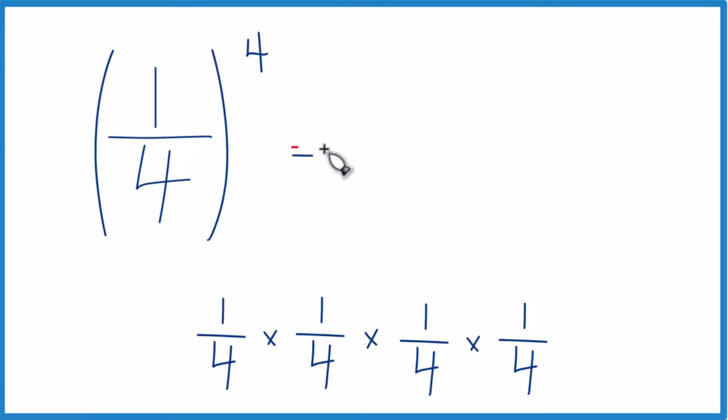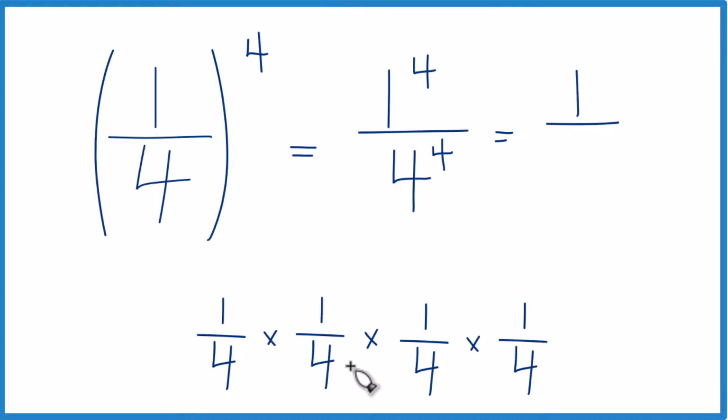You could think of it as 1 to the 4th, because you have 1 times 1 times 1 times 1. That's 1 to the 4th over 4 times 4 times 4 times 4. That's 4 to the 4th. So this is a kind of nice way to think about it. 1 to the 4th, that's just 1.